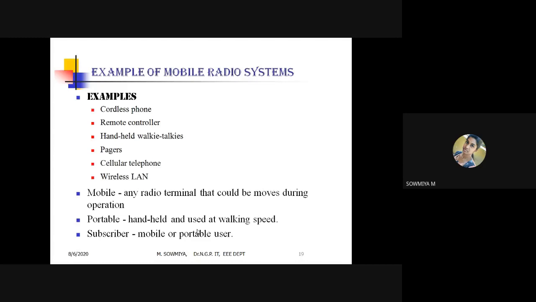Portable is nothing but a device that is handheld, used to calculate our walking speed and so on. It can also be called a pacer. And also, mobile is nothing but a radio terminal that could move during operation.